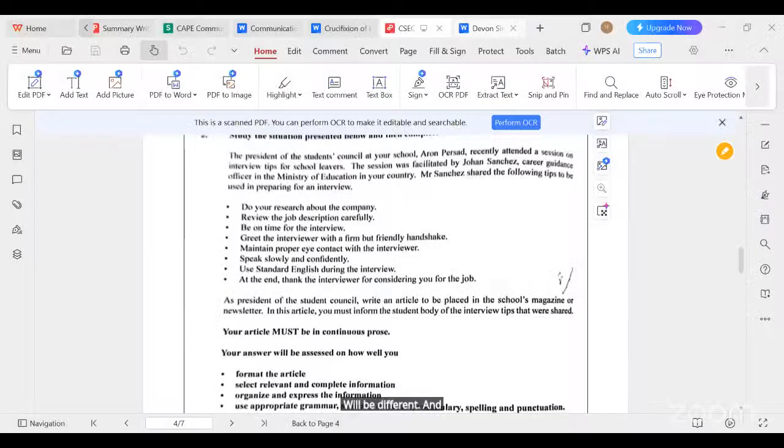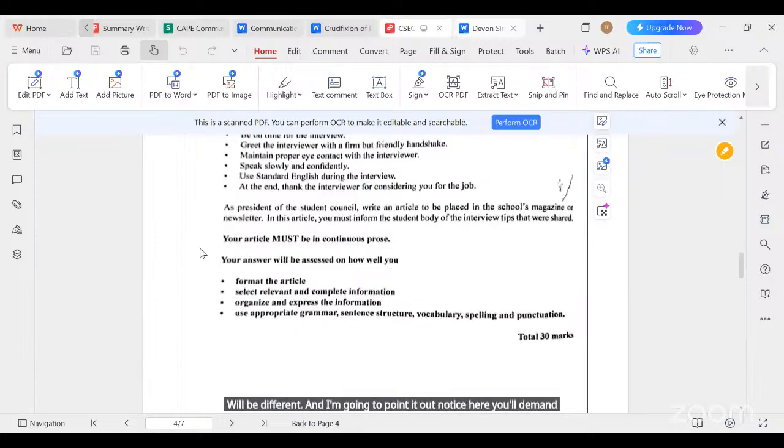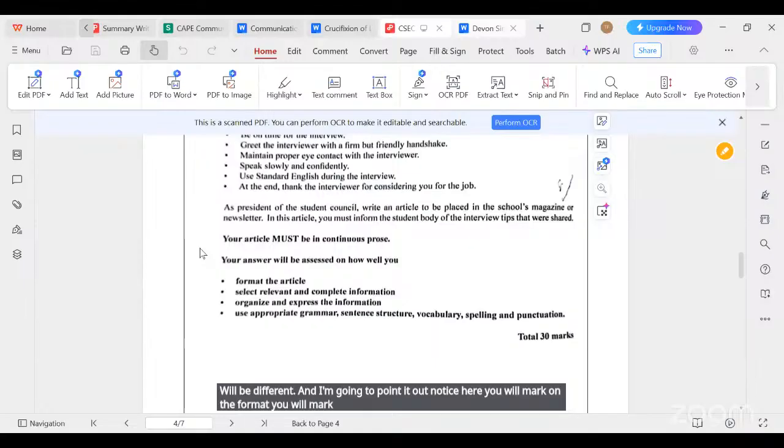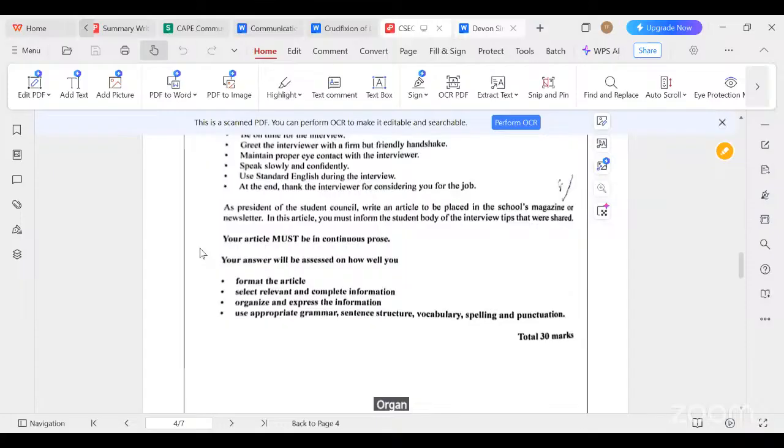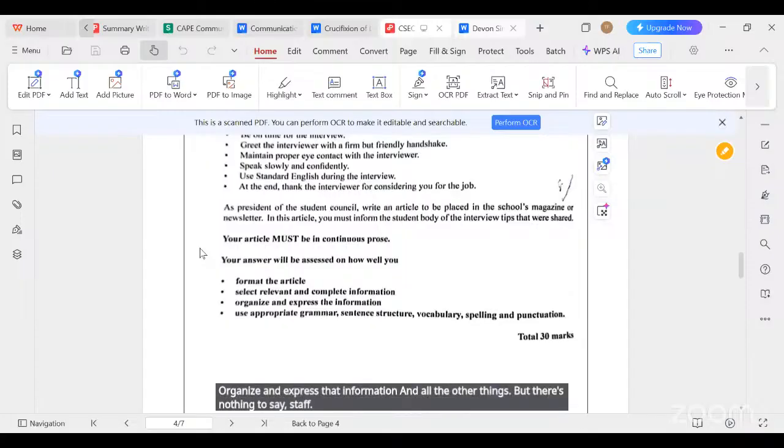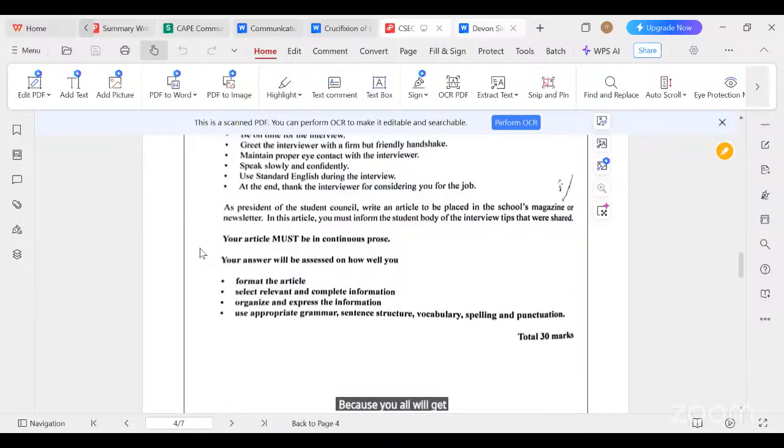That is the important thing. So all of you will get the same prompt, but how you put the prompt together will be different. And I'm going to point it out. Notice here, you will be marked on the format, on selecting relevant and complete information, and on organizing and expressing that information, and all the other things. But there's nothing to say style, because you all will get the same prompt, but write it differently.